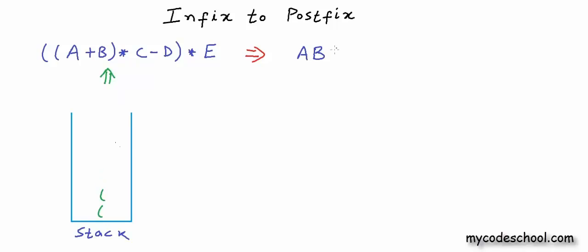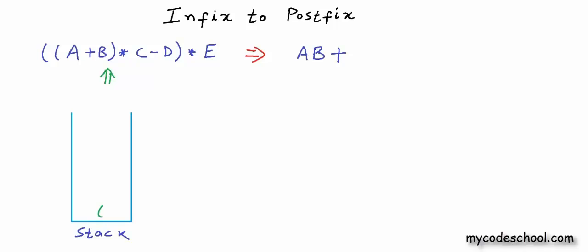I'm popping this plus and appending it. Next we have an opening parenthesis, so I'll stop, but as a last step I will pop this opening also, because we are done for this parenthesis. Okay, so the rule for closing of parenthesis is pop until you are getting an opening parenthesis, and then finally pop that particular opening parenthesis also.